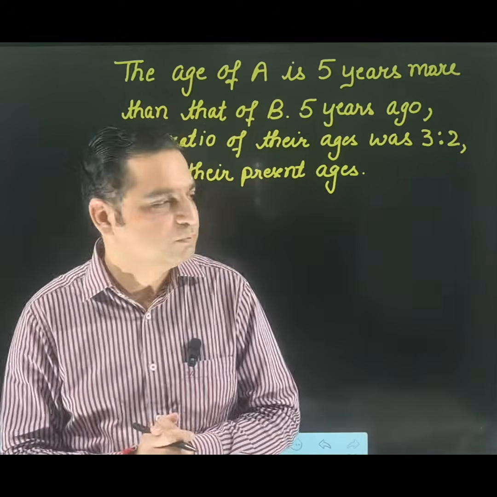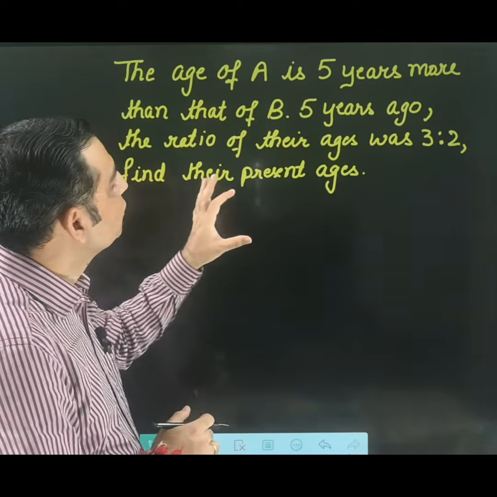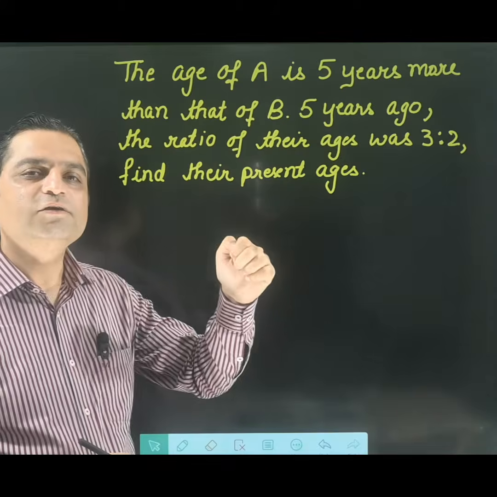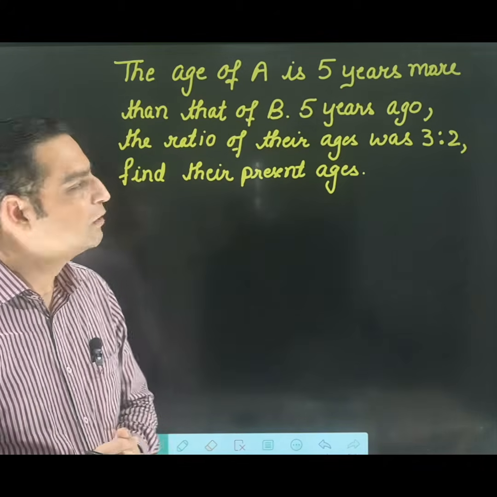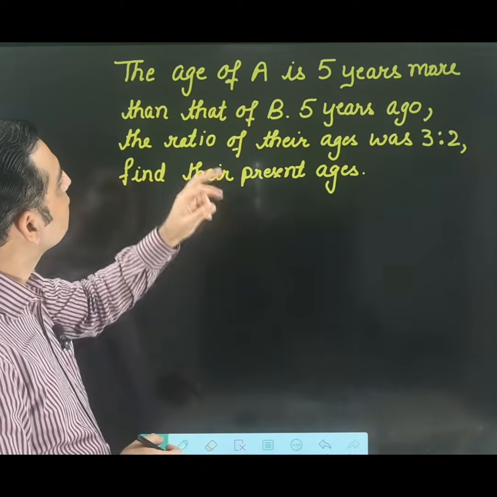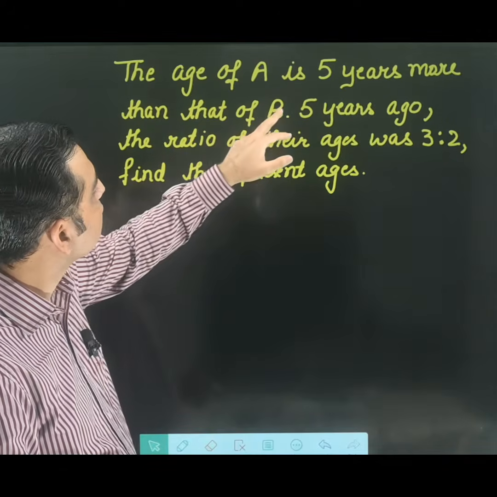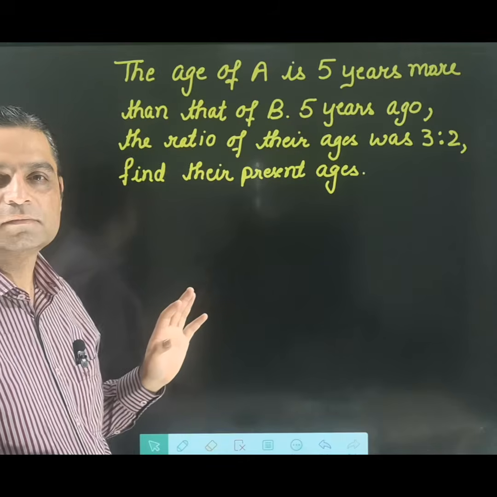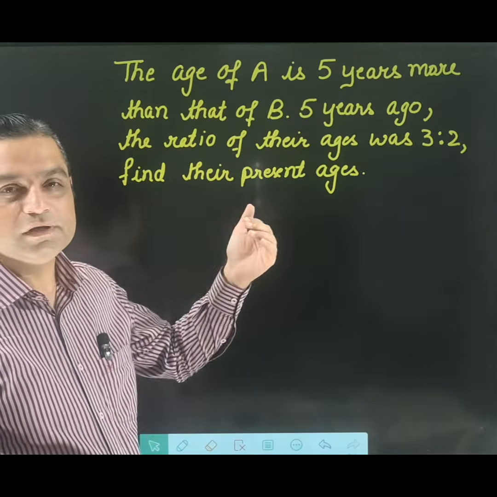Today's lecture is going to be very interesting. Today we are going to do a word problem related to linear equation in one variable. Please have a look very carefully. Age of A is 5 years more than that of B. A is elder to B now.